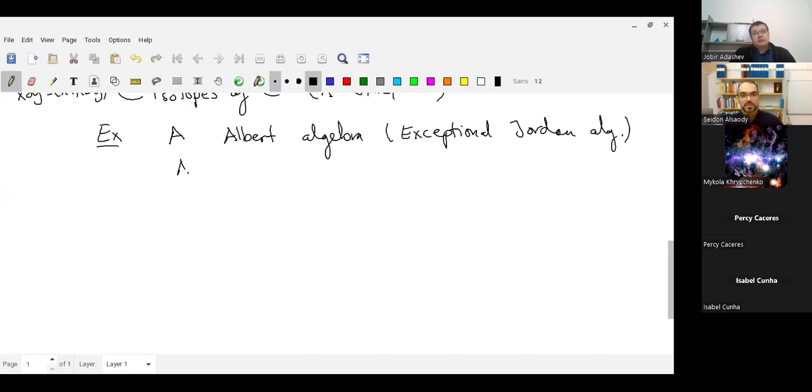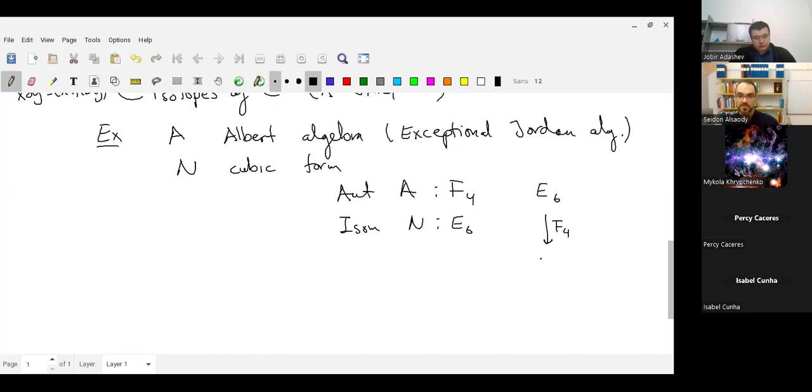And there you can play almost the same game because you have N, its cubic form. And so the automorphism group of A is of type F4. The isometry group of N is of type E6. So here you get E6 as a homogeneous space over some version of a sphere.